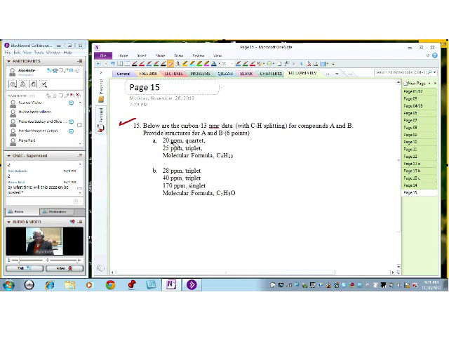Provide structures for A and B. Can anybody give us the structure for this here? This is the formula. Can anybody give us the structure for this? Okay, this is the formula for, exactly. Excellent. You guys got it, okay? It is butane, exactly. It is butane.